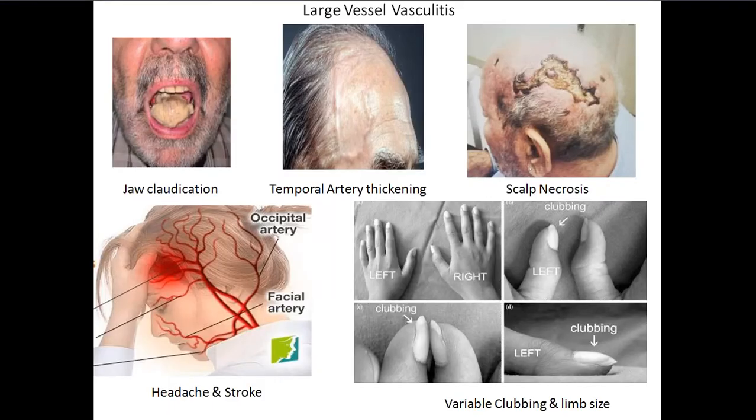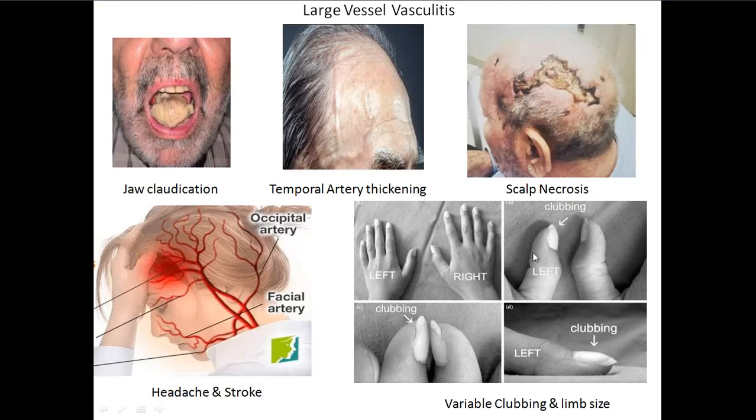Here you can see some of the signs and symptoms. Here you can see bleeding due to large vessel vasculitis. This is jaw claudication. This is temporal artery thickening, and this is scalp necrosis. Mostly these are seen in temporal arteritis, that is giant cell arteritis. Involvement of the occipital artery and facial artery leads to headache and stroke. And there is variable clubbing. Variable clubbing means you will see clubbing in one hand or one finger and absent in the other.